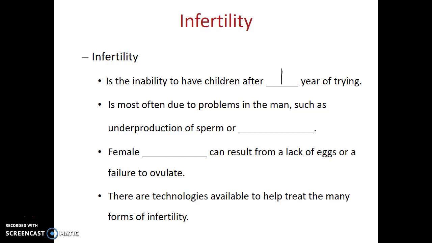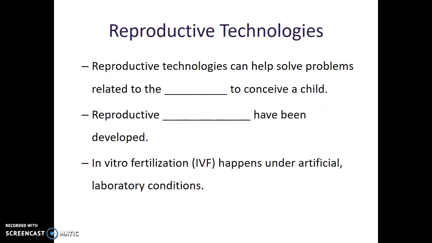Infertility is most often due to problems in the man, such as underproduction of sperm or impotence. Female infertility is possible, but less common. Female infertility could result from either a lack of eggs in the ovaries or a failure to ovulate those eggs. Now, there are many technologies now available to help treat many of the different forms of infertility.